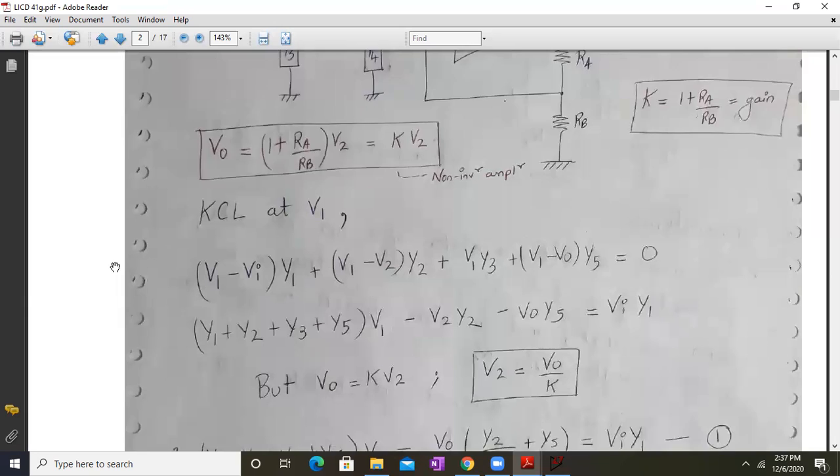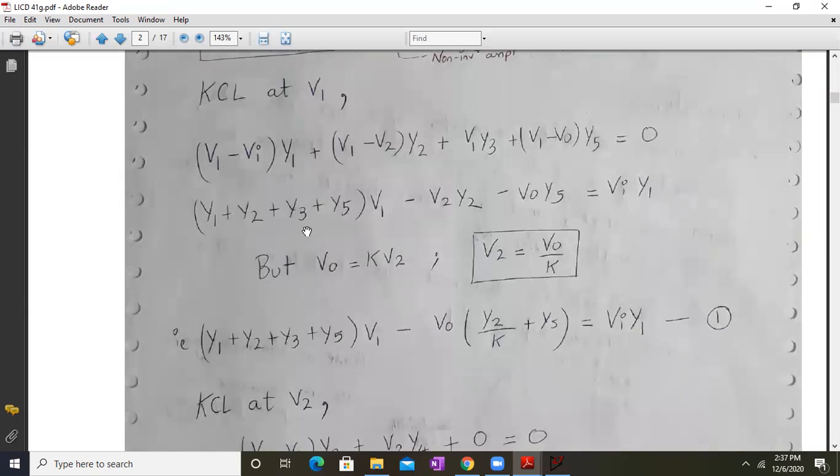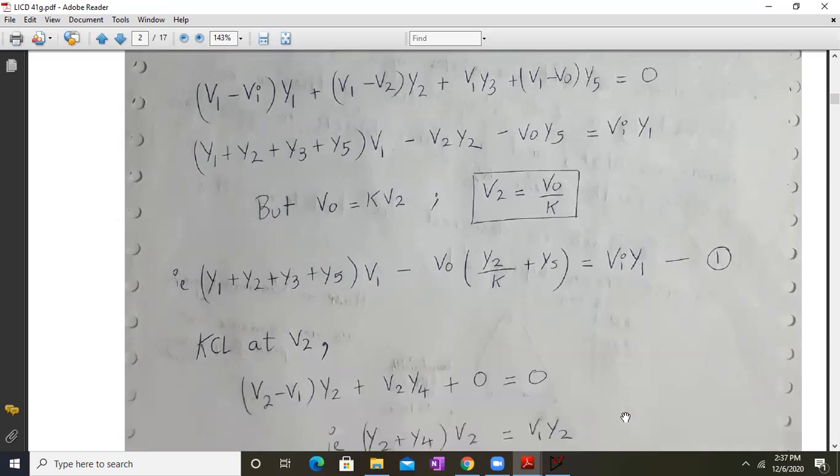So you get this huge expression. Over here we substitute V2 in terms of V0. So we get equation number 1. In equation number 1 we also have V1 present. So next step we have to apply the KCL at V2.